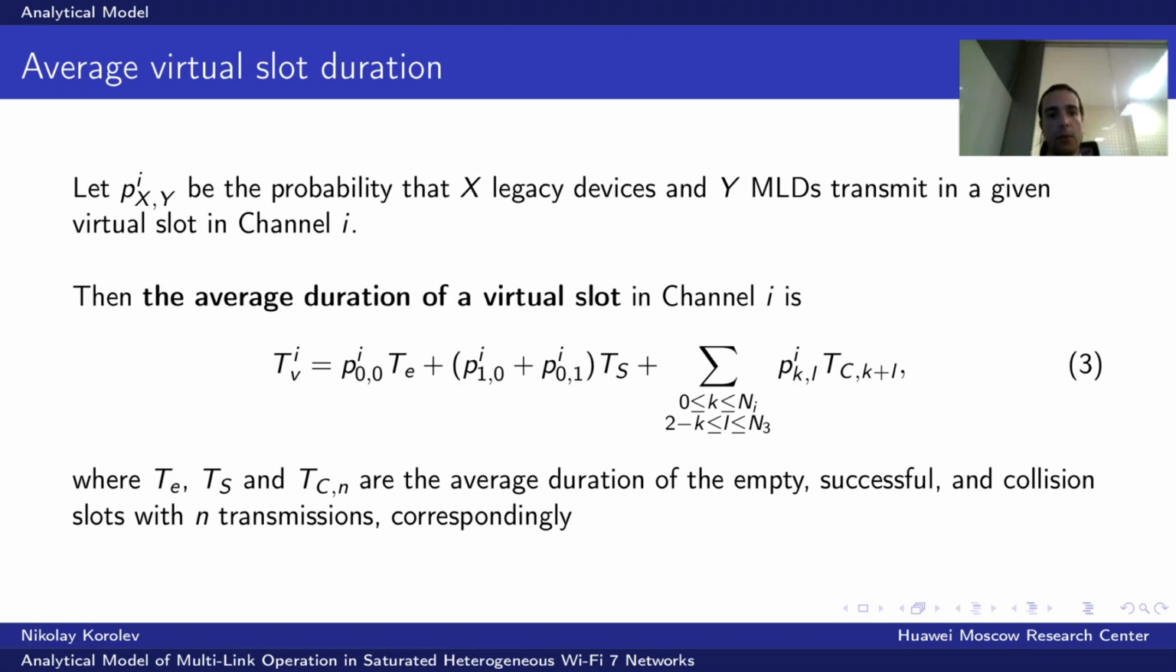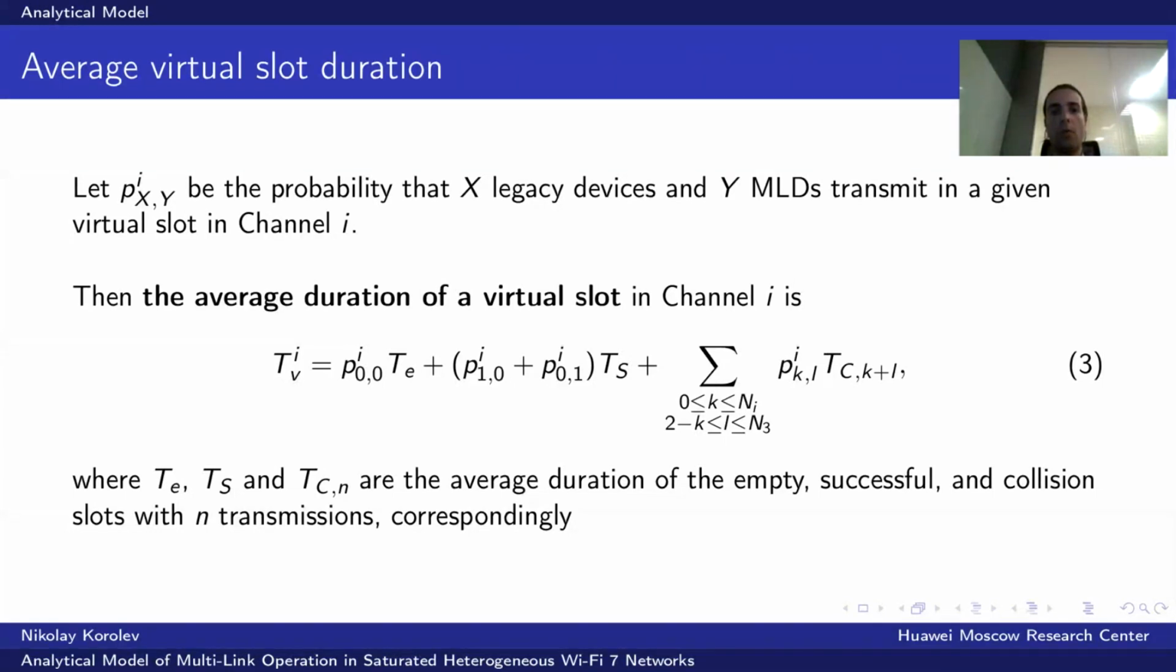Okay, here next we introduce the average duration of a virtual slot in channel I, actually as we do it in Bianchi's model. The formula is quite similar, but the probabilities calculation before the T values is different in our case. Here we introduced TE, TS, and TCN, the average duration of virtual slots of empty, successful, and collision slots with N transmissions there.